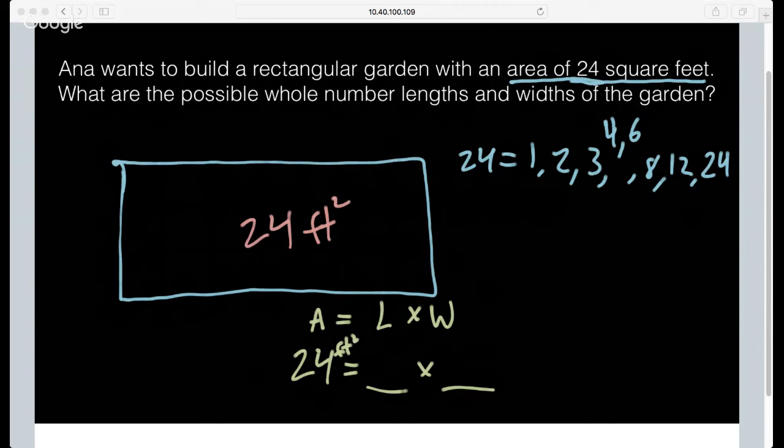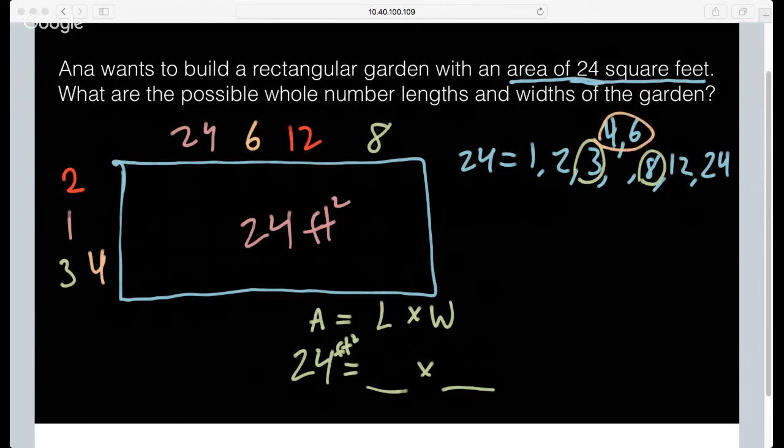So we can now say that we could have a length of 1 and a width of 24. So that's one possibility. I can leave all these possibilities up here. We could have 2 as the length, and then what would be our width? It would be 12. We could have 3, and what did we say? 3 and, whoops, not 12. That was the other one. 3 and 8. And we could have 4 and 6. 4 and 6. And that's it.